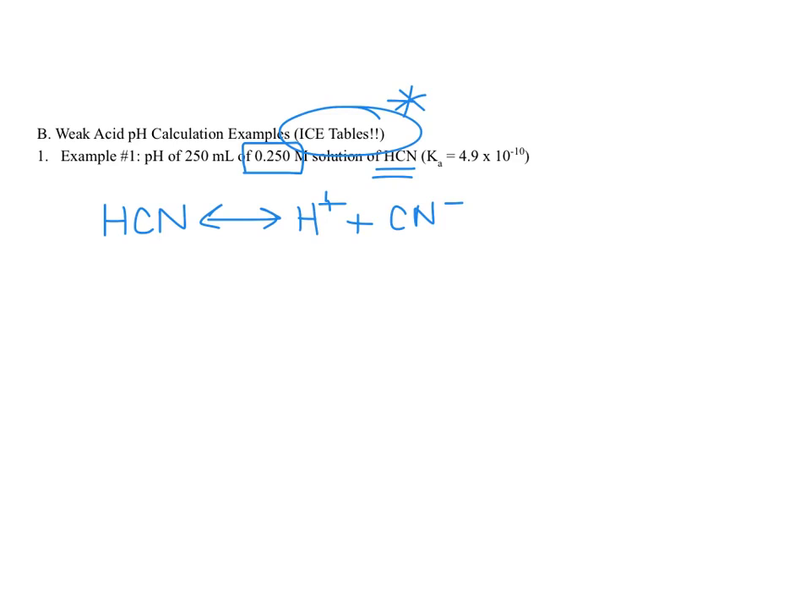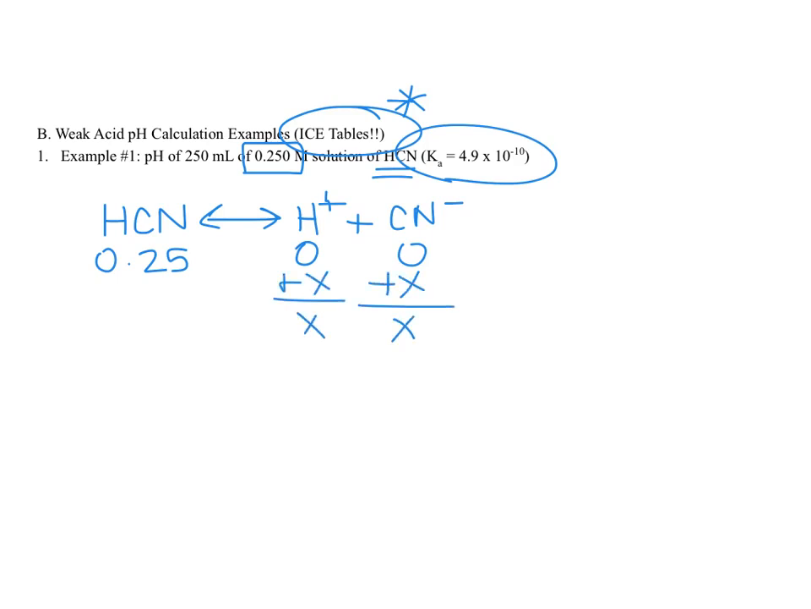So HCN is going to break apart, but it's kind of like those Ksp problems where not all of it breaks apart, only some of it breaks apart, and we have to figure out what amount does. And they give you the Ka value. So I'm going to go ahead and start with my zeros over here on the product side. And the initial concentration was 0.25 of the HCN. I'm going to end up with plus X here, and minus X here.